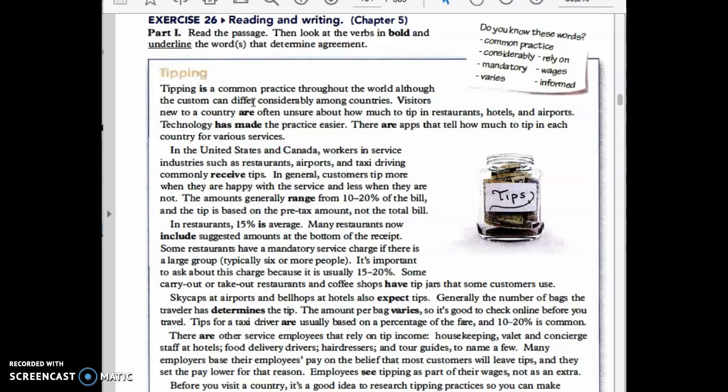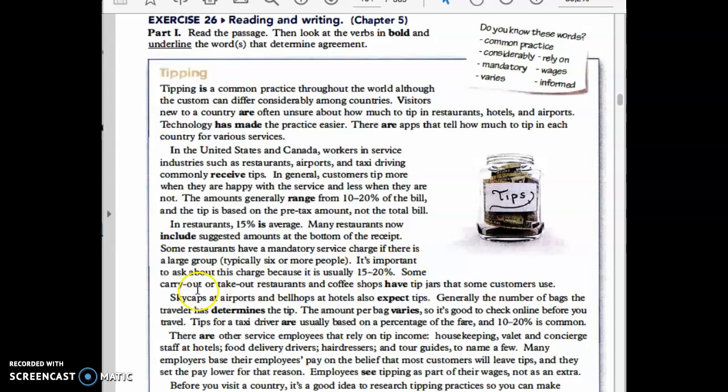So, in the United States and Canada, workers in service industries, such as restaurants, airports, and taxi driving commonly receive tips. In general, customers tip more when they are happy with the service and less when they are not. The amounts generally range from 10 to 20% of the bill, and the tip is based on the pre-tax amount, not the total bill. In restaurants, 15% is average. Many restaurants now include suggested amounts at the bottom of the receipt. Some restaurants have a mandatory service charge if there is a large group, typically 6 or more people. It's important to ask about this charge because it's usually 15 to 20%.